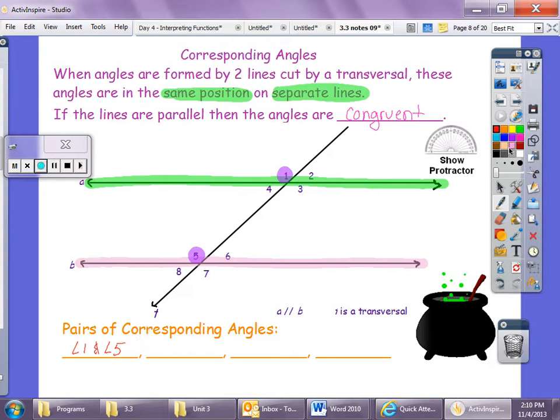And then if we look at angle 2, well, that's in the same position as angle 6. Angle 2 and angle 6. Angle 4 and angle 8 are corresponding, which leaves the last one, angle 3 and angle 7. So they're in the same position on the two lines. So same position, separate lines. So corresponding, and they're always congruent.